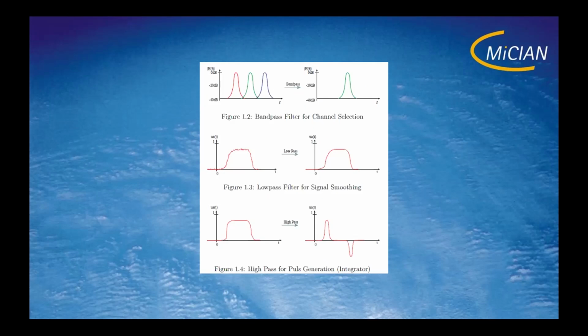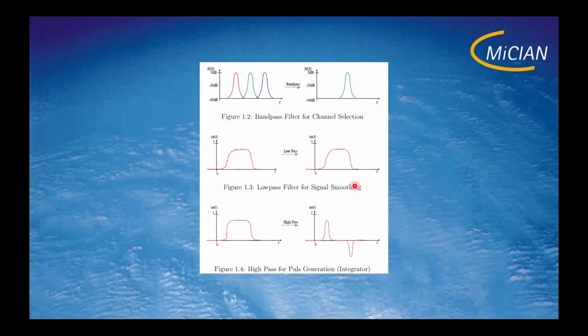So here is a further explanation of how a filter is used for channel selection. You see, when several channels come together and you want to extract only the middle channel, you are using a bandpass filter. Then the output will contain only the middle channel, suppressing the channels on the left and right side. So this is called channel selection.